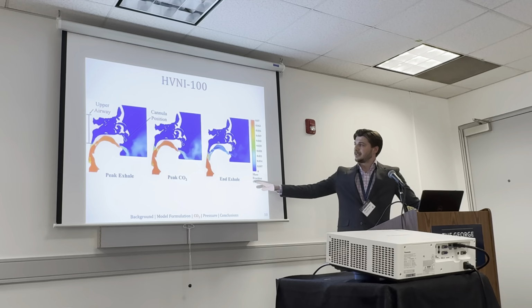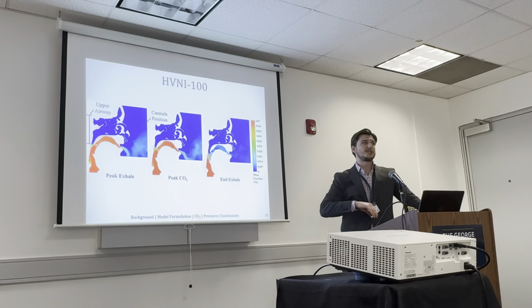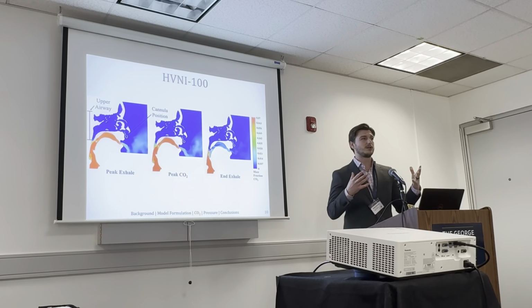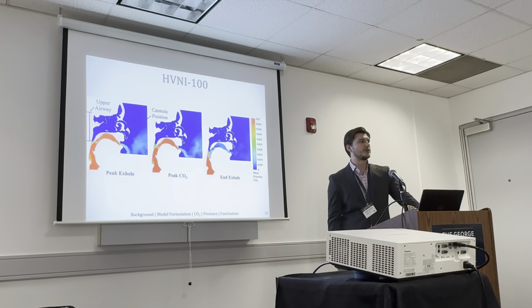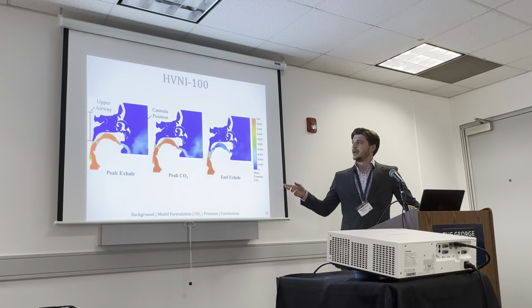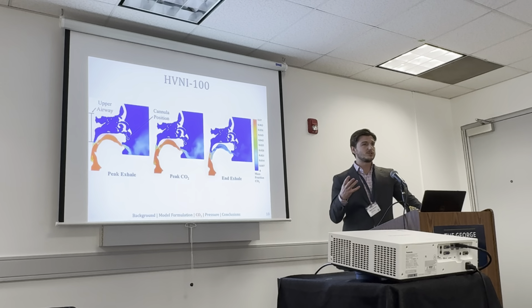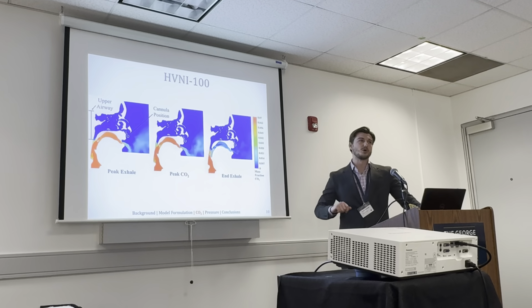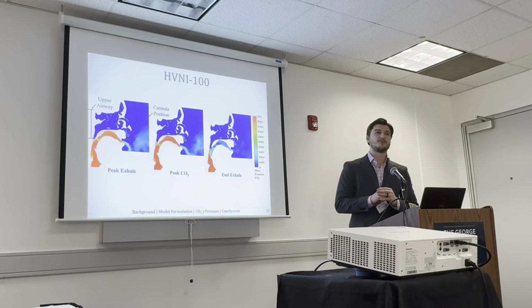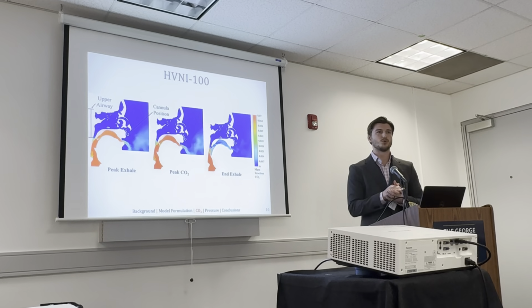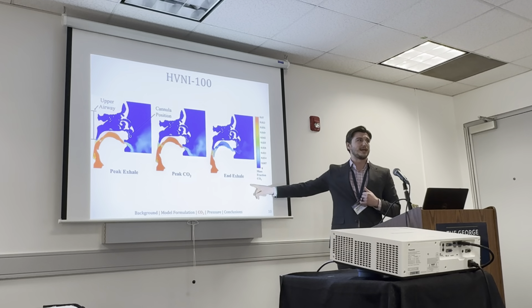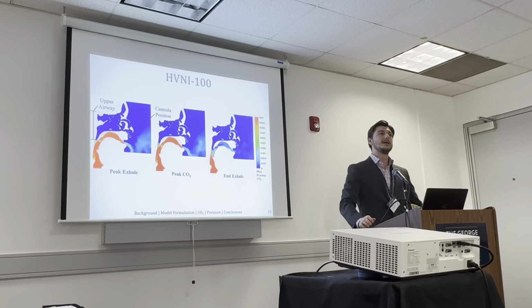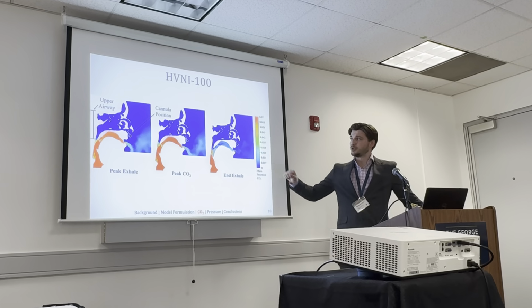We collected contours at 3 distinct timestamps in the breathing cycle. First, peak exhale, the point in the breath cycle when the patient is exhaling at the maximum volumetric flow rate. Peak CO2 is the point in the breath cycle where the most CO2 was present in the airway. And then end exhale, which is an important timestamp for how much CO2 we expect to be re-inhaled. So this is the most important contour we're going to be looking at, the one on the right of the screen. We want to see as much blue as possible.